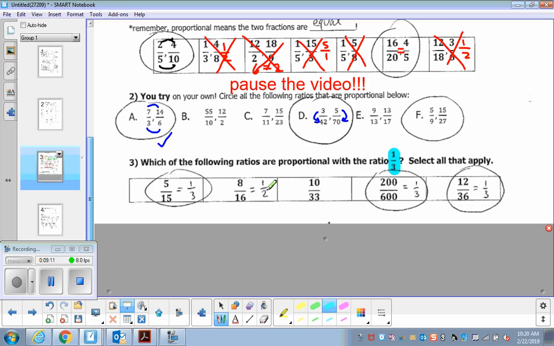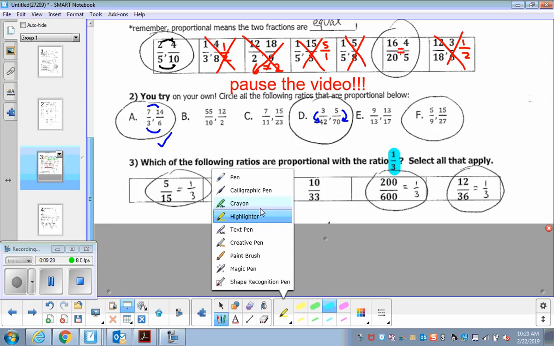8/16 reduces to a half, so we're not going to pick that one. Now, 10 over 33, they're actually already reduced. 10 is an even number, but 33 is only divisible by 3, 11, 1, and 33. So it's already reduced, and obviously it's not equal to 1/3.